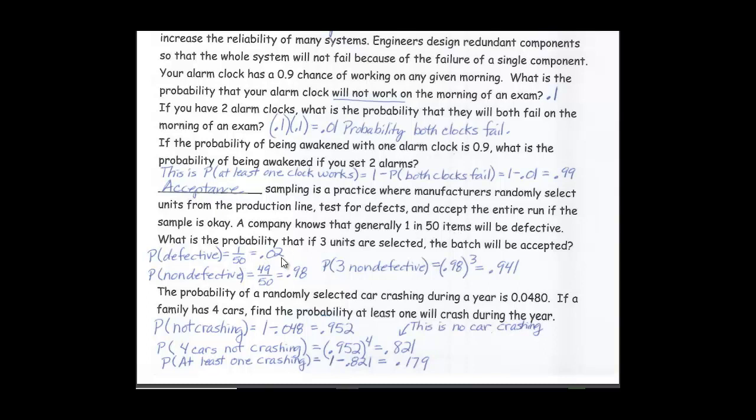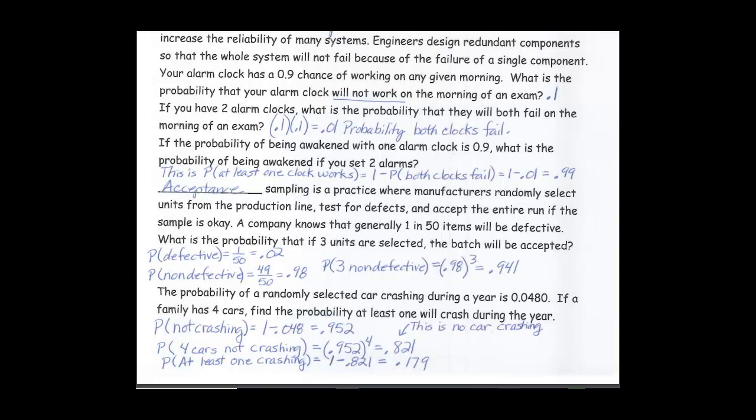If selecting an item has a 2% chance of being defective, the complement of that is that it has a 98% chance of not being defective. So we want to know the chances of getting 3 non-defective items in a row, each of them being their own event. So that's how you get that 0.98 to the 3rd power.